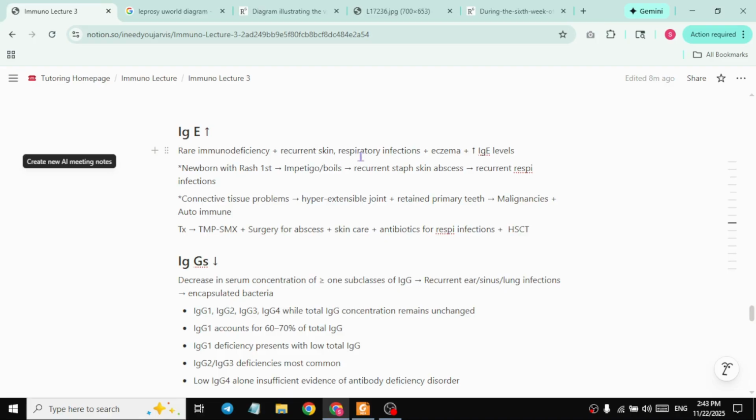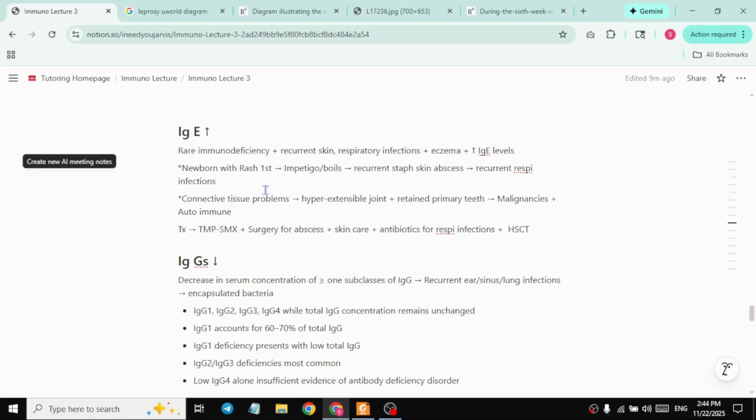But what are you going to see in the patient? You're going to see skin and respiratory infections. You're going to see eczema. That's one of the main things. You're going to see that they have eczema and they're itching, and they have high IgE levels, right? Usually the patient is going to be a newborn, and the first thing they present with is a rash, right? The rash is basically like impetigo or boils. Eventually, it might turn into a staph skin abscess. And usually it's cold because you're not recruiting the neutrophils to work, right? And the skin abscesses can also translate into respiratory infections, right?